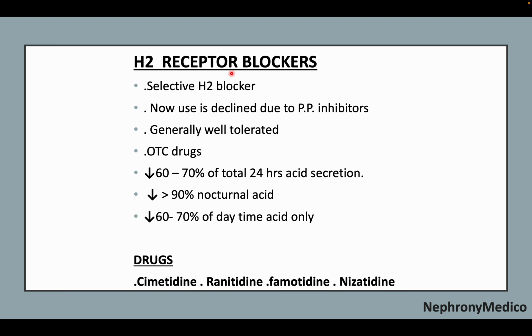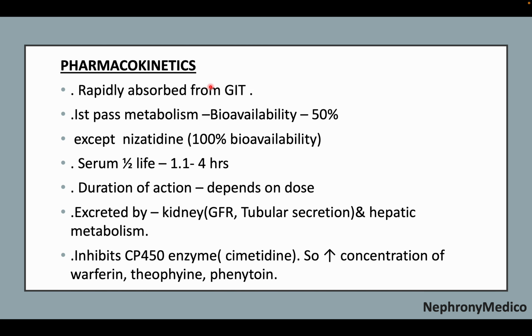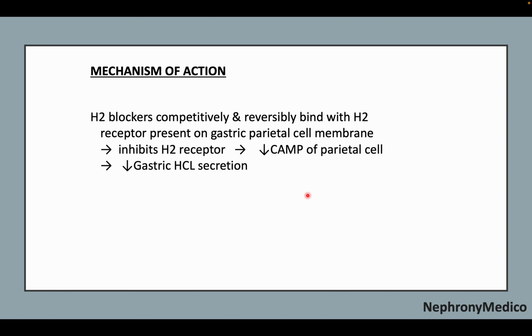Now, H2 receptor blockers. These are selective H2 receptor blockers, and their use has declined because of the availability of proton pump inhibitors. These are OTC drugs and usually well tolerated. These include drugs like cimetidine, ranitidine, famotidine, and nizatidine. Pharmacokinetics. First-pass metabolism leads to a bioavailability of about 50%. The serum half-life is 1 to 1.4 hours, and the duration of action depends on the dose.